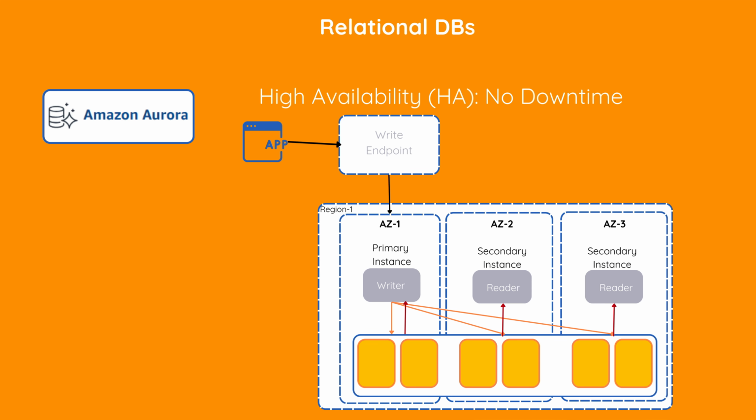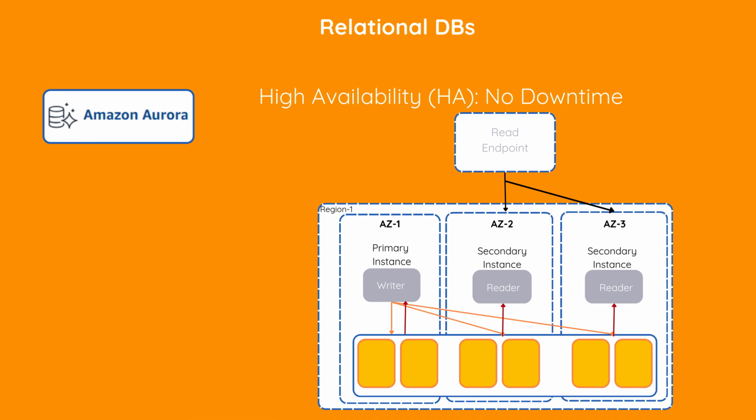Only the primary instance can handle write operations. But here's the cool part. If that primary instance ever fails, Aurora promotes one of the replica instances to take over, and the write endpoint automatically points to this new primary instance, so your app keeps working without downtime.